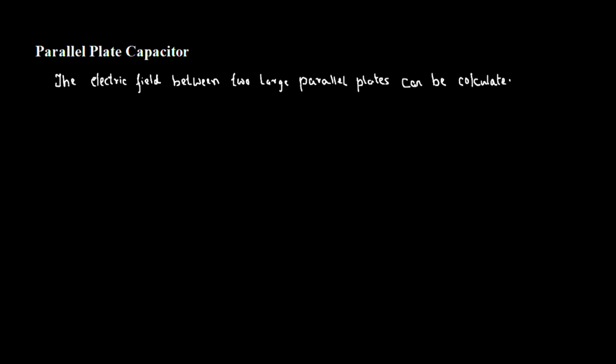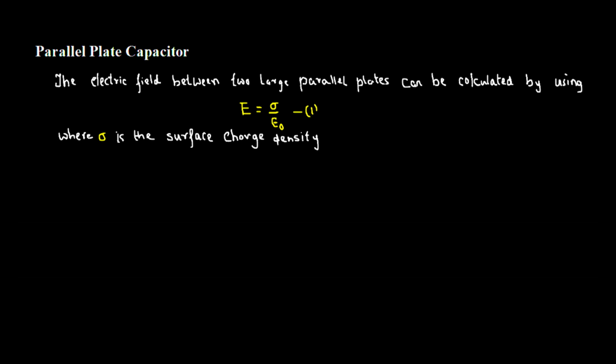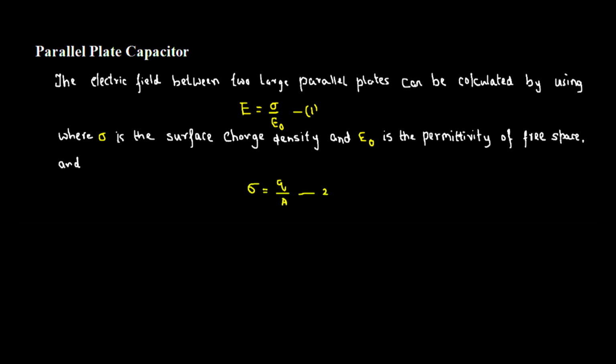Parallel plate capacitor. The electric field between two large parallel plates can be calculated by using electric field E equals sigma over epsilon naught, equation number 1, where sigma is the surface charge density and epsilon naught is the permittivity of free space, and sigma equals charge per unit area, equation number 2. Now from Gauss's law, epsilon naught times the closed integral of electric field dotted with the area vector is equal to charge enclosed, equation number 3.